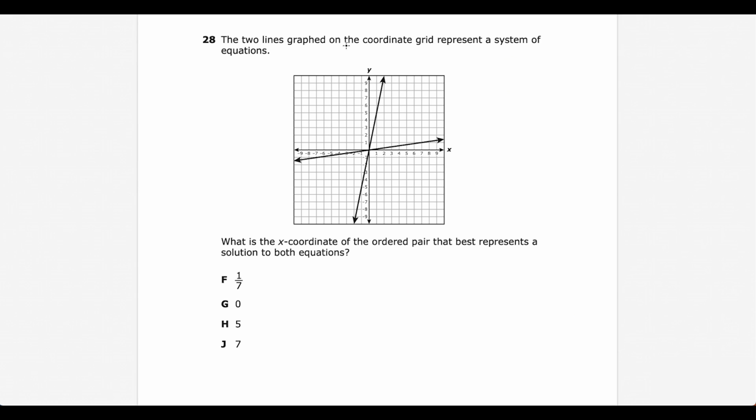So question 28, we have 2 lines graphed on the coordinate grid to represent a system of equations. And what we have here is we want to know what is the x-coordinate.